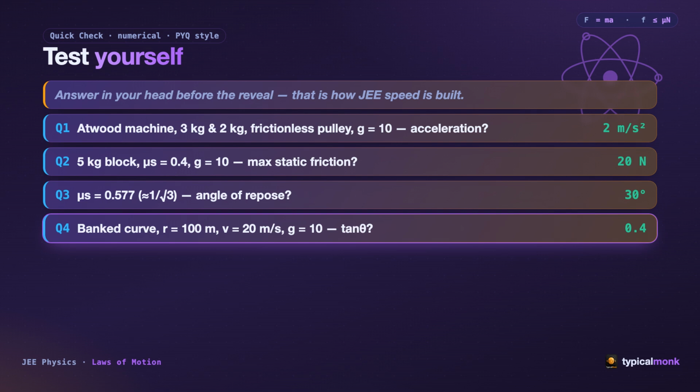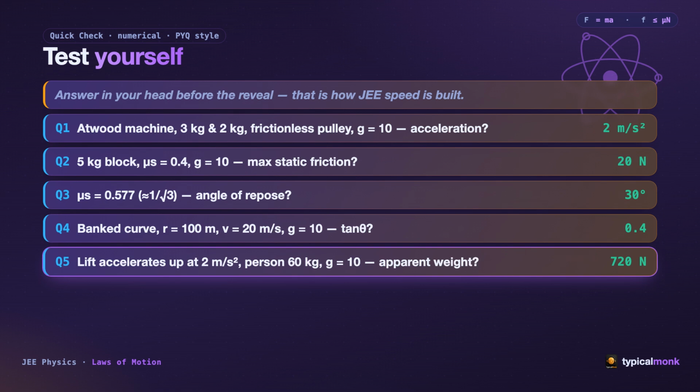Question 4. A curve of radius 100 meters is banked for an ideal speed of 20 meters per second with G equal to 10. Find tan theta. Answer, v squared over r g, 400 over 1000, 0.4. And question 5. The thinker. A lift accelerates upward at 2 meters per second squared, carrying a person of mass 60 kilograms with G equal to 10. Find the person's apparent weight. Answer, mass times (G plus a), 60 times 12, 720 newtons. If you quote that one, today's class is truly yours.